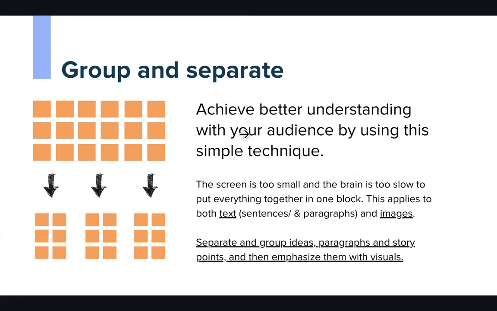Another tip is to group and separate items. The screen is too small and the brain is too slow to put everything together in one block and perceive it. This applies to text and images. When you have a big idea or a big explanation, try to work out what it actually consists of and what the main pillars are, and try to separate it into multiple paragraphs, or maybe image and paragraph explainer points, or maybe even just like this.